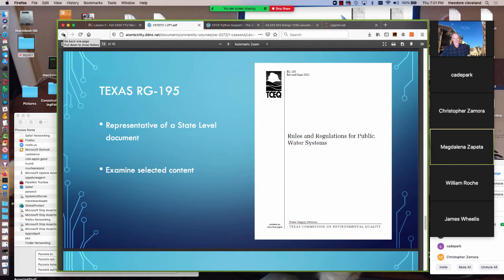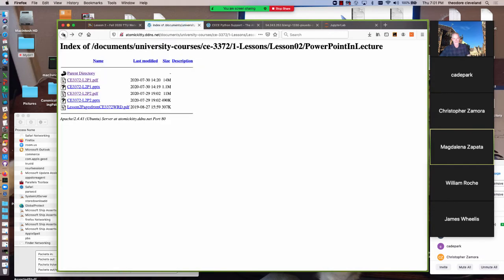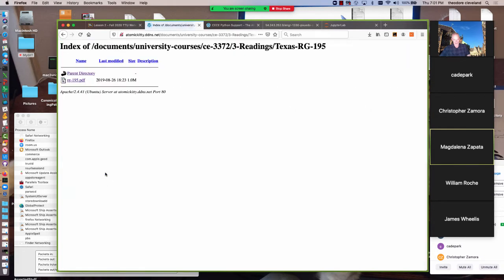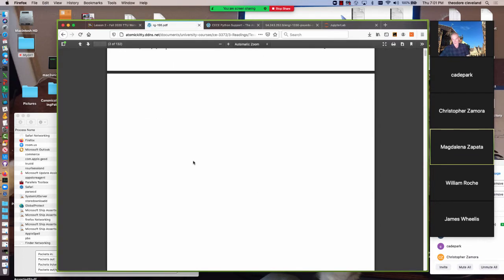Let's see if I can go back and not regret this. So I want to go look at RG195. I have it here at the top. And here's what the document looks like.